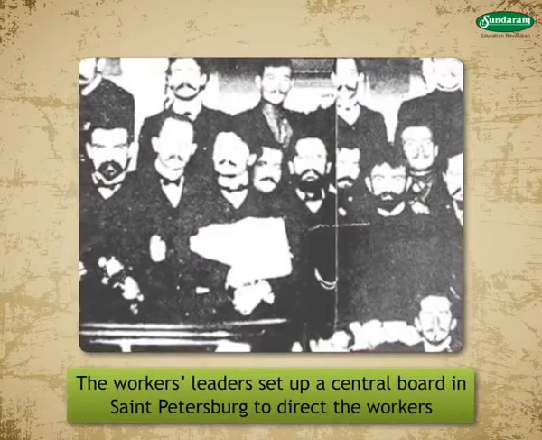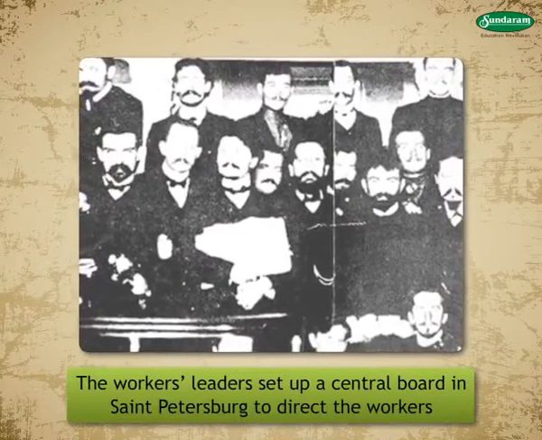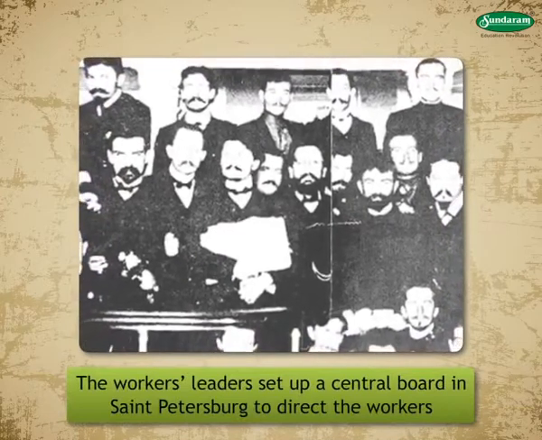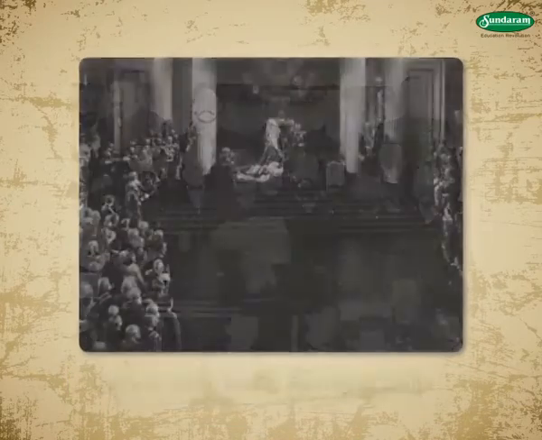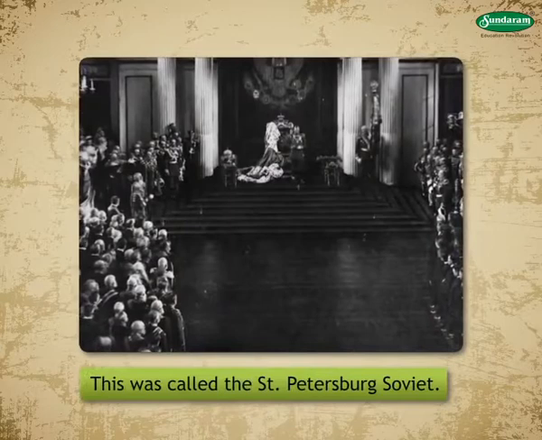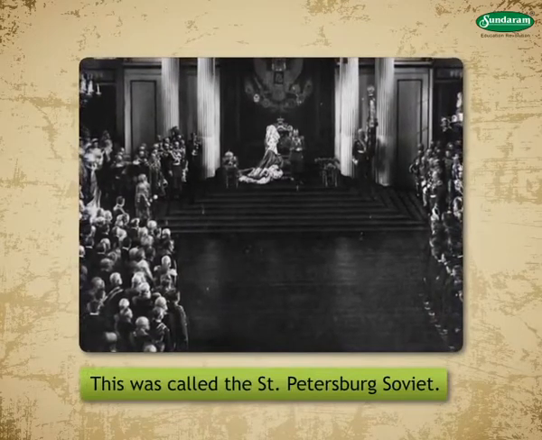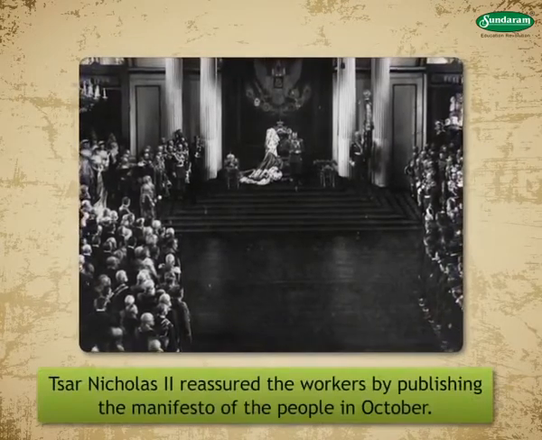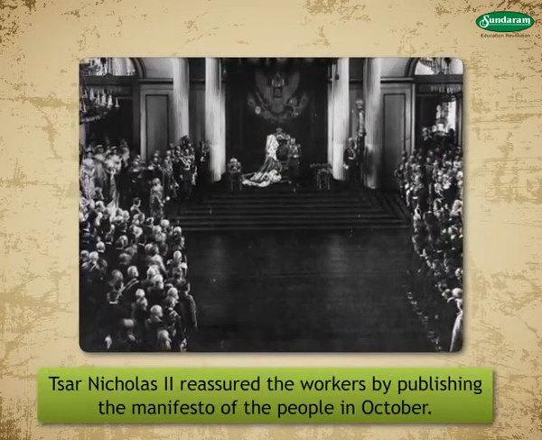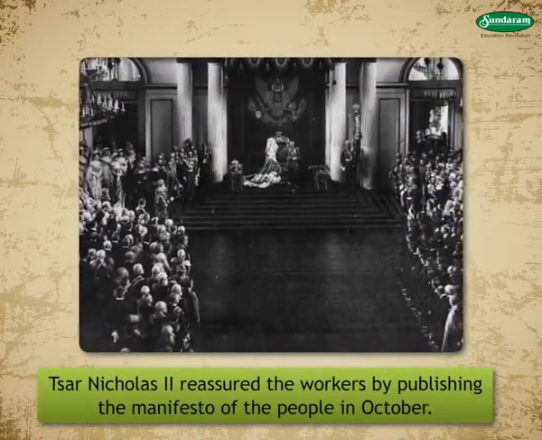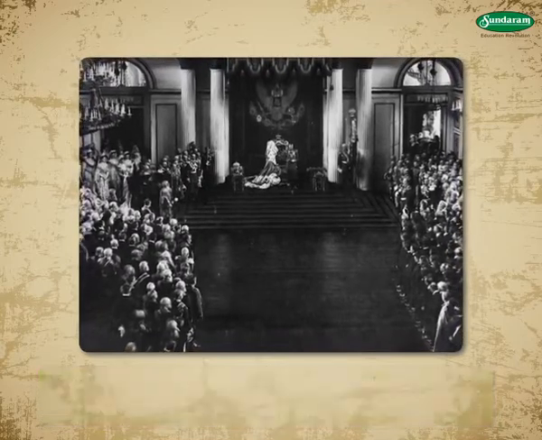The workers' leaders set up a central board in St. Petersburg to direct the workers and create an organized agitation. This was called the St. Petersburg Soviet. As a result, Tsar Nicholas II reassured the workers by publishing the Manifesto of the People in October.